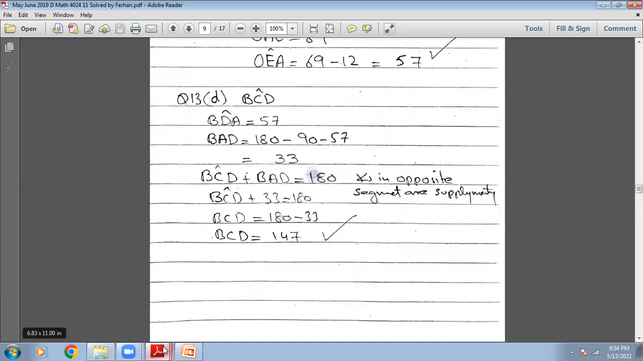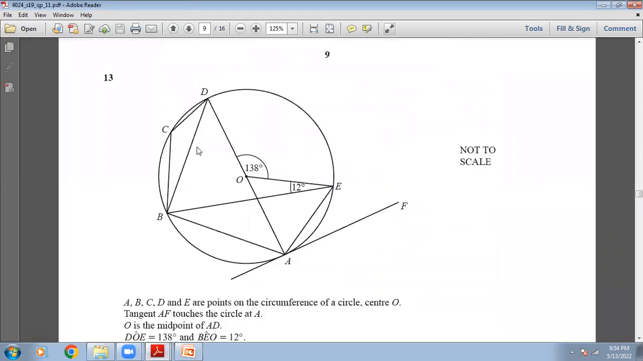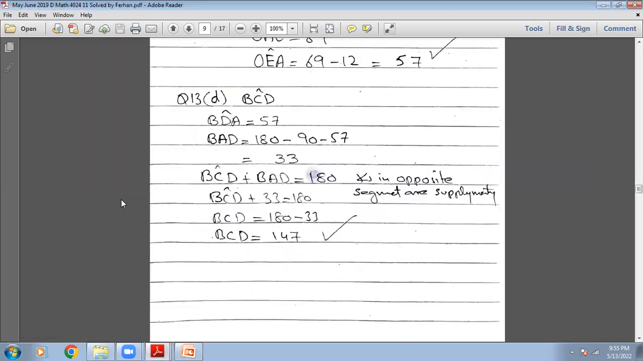The BCD will be equal to... BDA is 57. BDA will also be 57 because this angle is 57. This angle will also be 57. And this whole angle is how much? 90. This BA chord went to the circumference at D. So this is 57, this one was 57, and these are angles in the same segment. This angle is 90 degrees. DBA is 90. So I will find this angle DAB. Then it will be a cyclic quadrilateral.